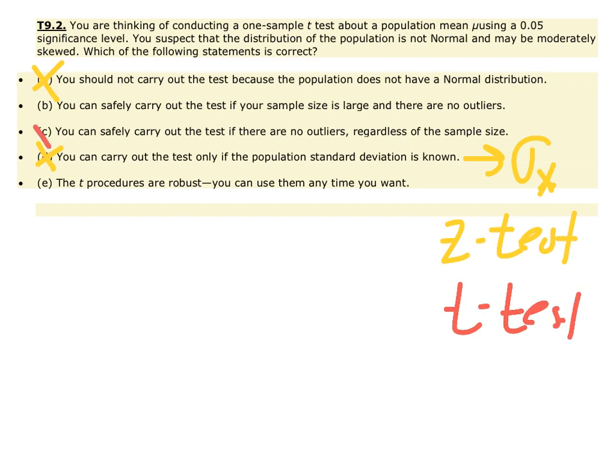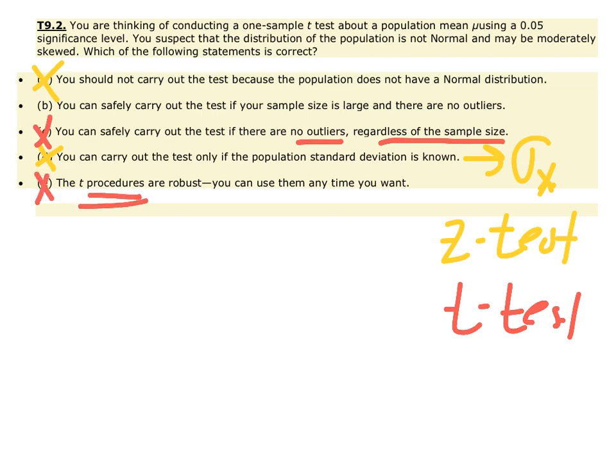Letter C is not going to work in this case. You can safely carry out the test if there are no outliers. True, if there's no strong outliers. It says regardless of the shape. We do still have to graph it out and look for any strong skewness, so the shape does matter in that case.